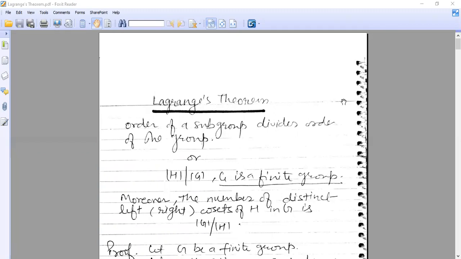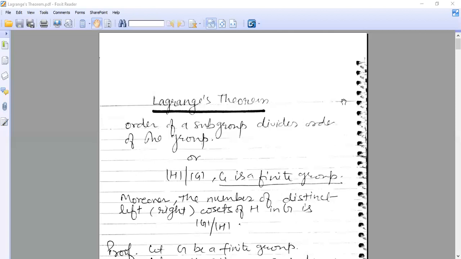Today we are going to discuss Lagrange's theorem in group theory. As you know, in group theory, Lagrange's theorem is one of the most important theorems and it is the central theorem of algebra. So let us see what the statement of Lagrange's theorem is. Lagrange's theorem says that the order of the subgroup divides the order of the group.